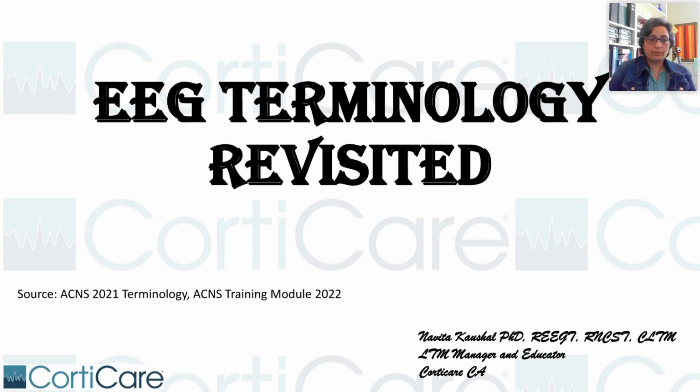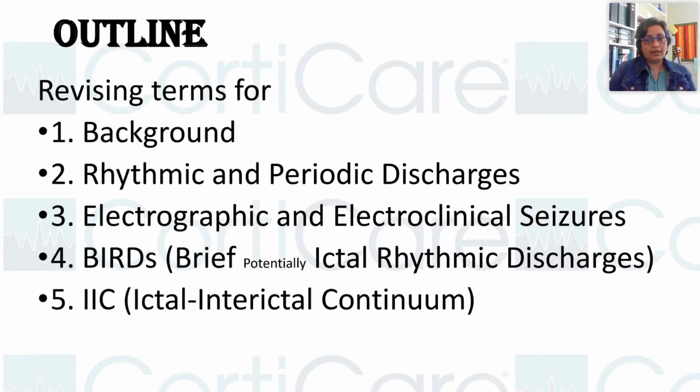Okay, so EEG terminology revisited. I am using the ACNS guidelines, ACNS EEG patterns, just to stay consistent. I'm not using real-time EEGs or the videos of EEGs that we have monitored in the past. All the EEG samples that I have are from the ACNS terminology EEG patterns. The outline of this webinar is we are going to revise terms on background, rhythmic and periodic discharges, electrographic and electroclinical seizures. I'm going to talk about birds and a little bit about interictal continuum pattern.